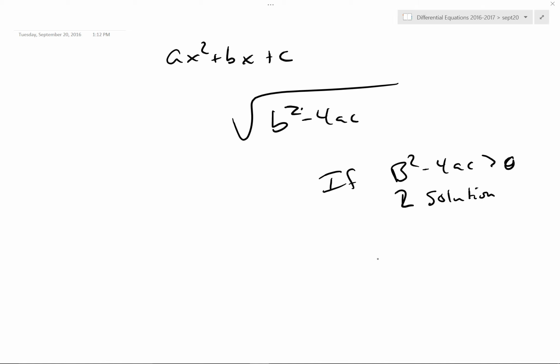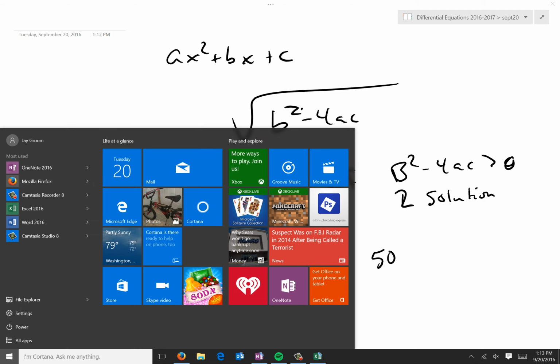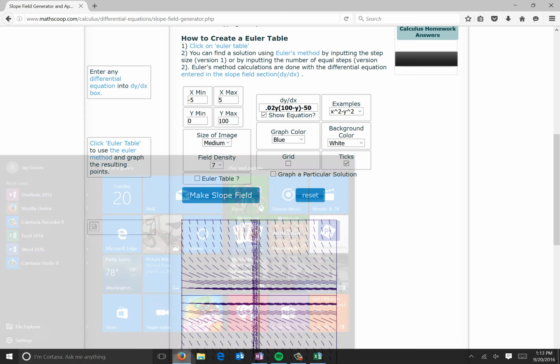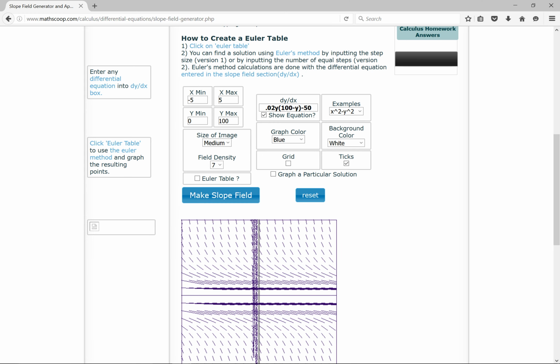So we said that 50 was as big as it could be, yes? If it was any bigger than 50, we'd have a problem. So let's go smaller. Let's go like 20, shall we? Anything less than 50 would be great. So let's come back to our equation, and let's put this back to 20 now. Cool.